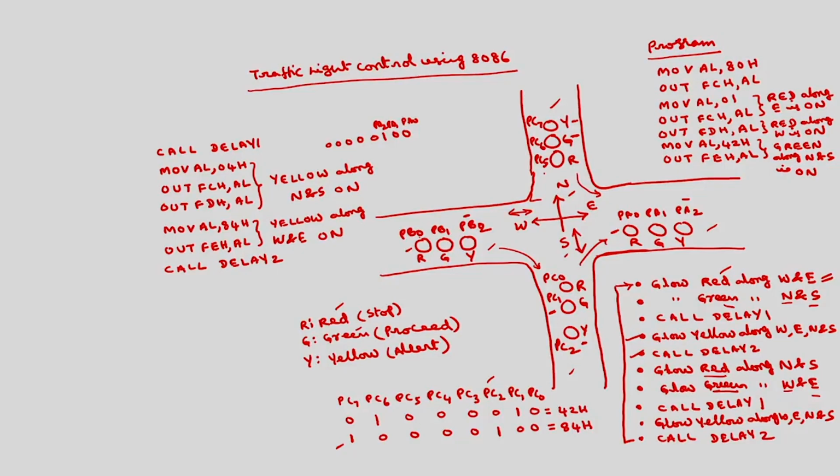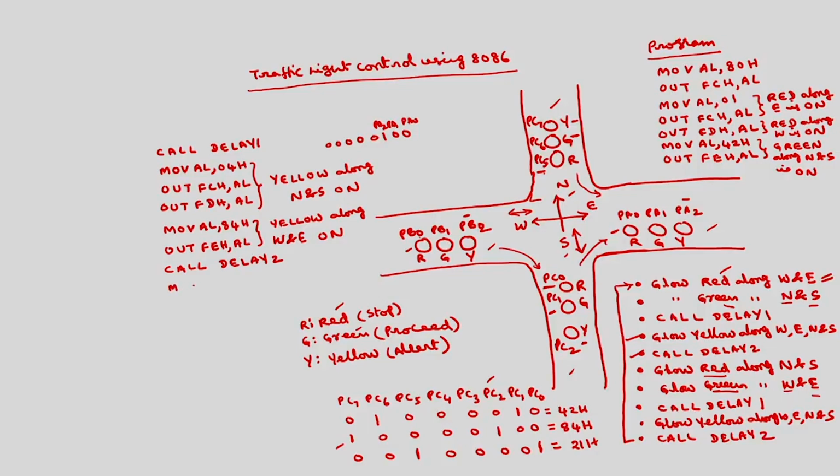Okay. To glow red along north and south, red is connected to PC5 and PC0. So, PC0 should be 1, PC5 should be 1, remaining all will be zeros, means this should be 21H. So, if I output 21H along the port C, the red along north and south will be on.